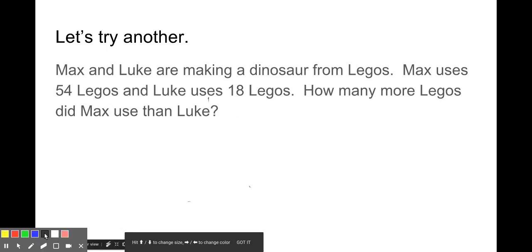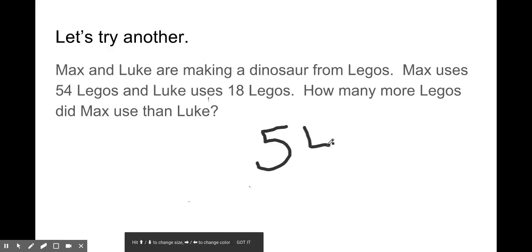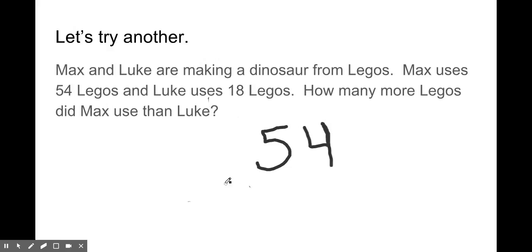So again, I'm going to use my stacking strategy. You can use whichever strategy you would like that makes the most sense to you. I'm going to stack up my numbers. I have 54, and since I'm comparing, I'm going to use subtraction as my operation. Please forgive this horrible handwriting here. So I have 54, and I'm taking away the 18.